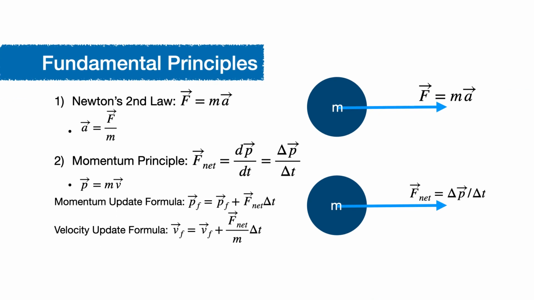Newton's second law is force equals mass times acceleration. That tells us the acceleration of an object is directly related to how much force is applied to the object. The momentum principle tells us that in an isolated system, momentum is conserved for any interaction between two objects. Incorporating these two physics principles in my model with the velocity update formula, obtained by dividing both sides of the momentum formula by the mass of the object, I can predict the motion of my chosen object over time.